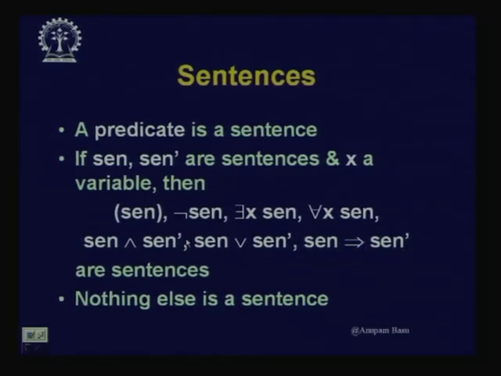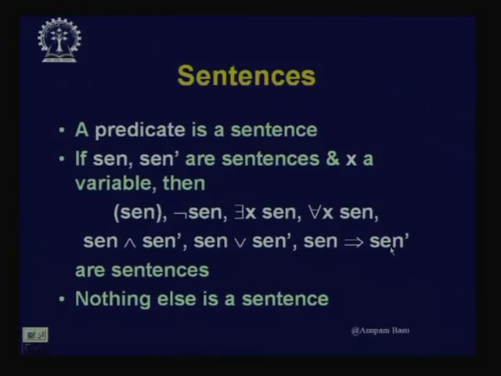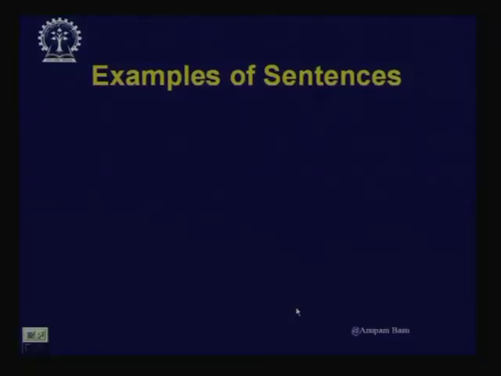So, these are sentences. That means, if we take a predicate, the negation of that predicate is a sentence, since the predicate itself is a sentence. The existentially quantified sentence, which we had introduced in the last lecture, is a sentence, the universally quantified sentence is a sentence, the conjunction of two sentences is a sentence, the disjunction of two sentences is a sentence, implication, one sentence implying the other, is also a sentence, and nothing else is a sentence. Now, let us look at some example sentences.